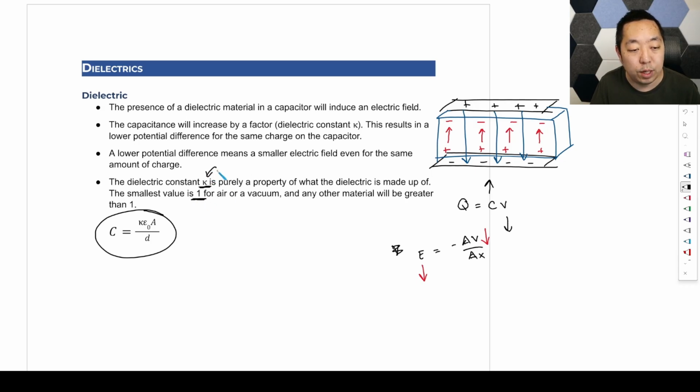Kappa is a Greek letter. It looks like a K. It's purely a property of the dielectric material, and it's generally greater than 1 for anything other than air or vacuum. Air is slightly more than 1. Vacuum is the smallest it's going to be. So when kappa is 1, it goes back to the formula that we've been using for parallel plate capacitors before. So now we're going to use this kappa in there.